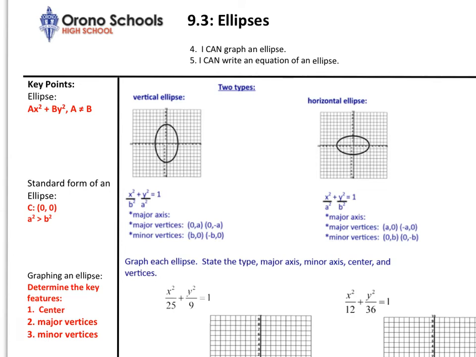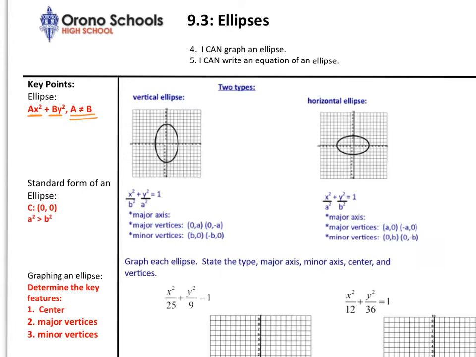The next lesson in Topic 9 is 9.3 Ellipses. We'll look at the unique features for an ellipse and how they're different from a circle. To identify an ellipse by equation form, you're going to have addition with your ax squared and by squared terms. But what makes this an ellipse and not a circle is that the coefficients a and b will be different.